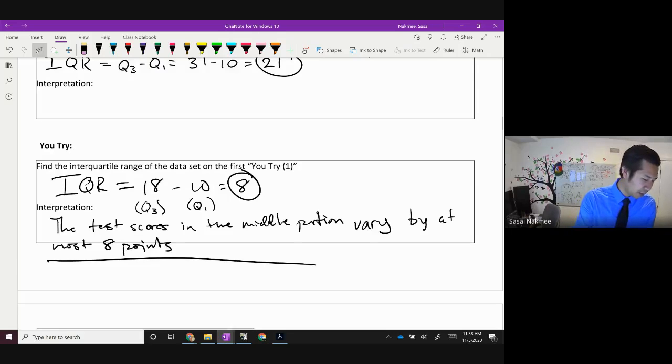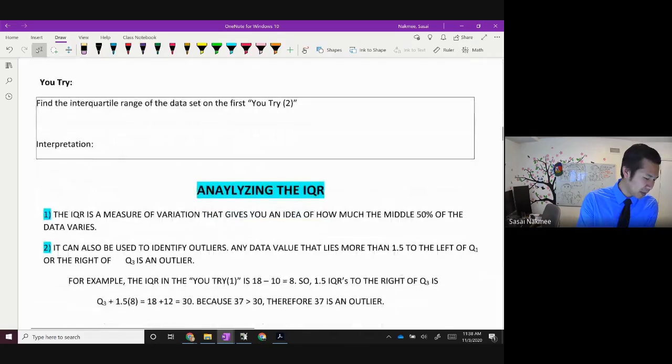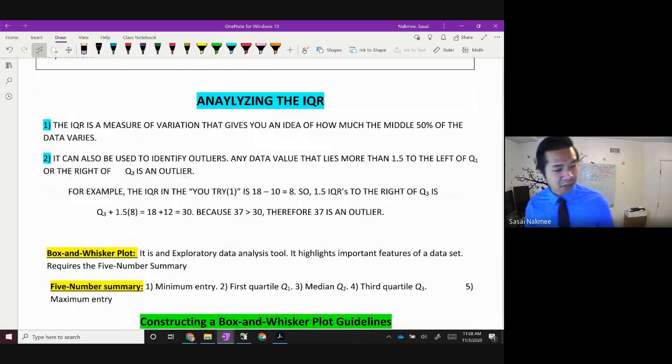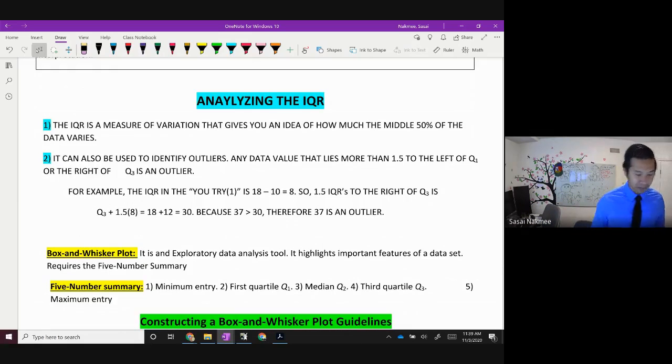All right, let's keep going. So we're going to skip that one. Let's go on to here. And we're going to talk about analyzing the IQR. This is why we find the IQR. Okay, this is why we use it to find the IQR.